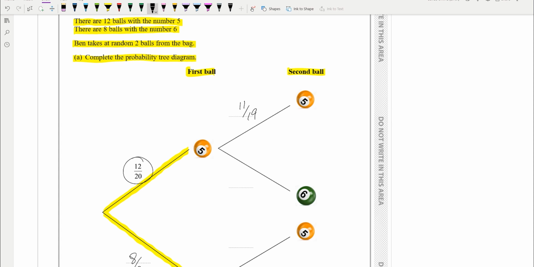Now the probability for the second ball to be number 6 will be the same 8 balls, but the total is one less, which is now 19. So we will be writing here 8 out of 19. This will be the probability.